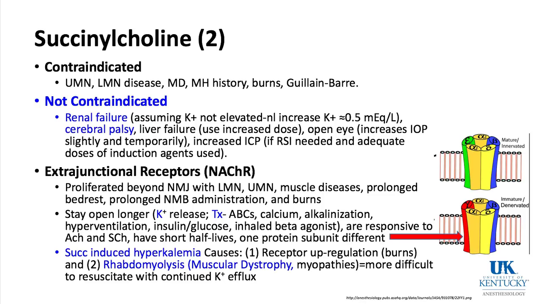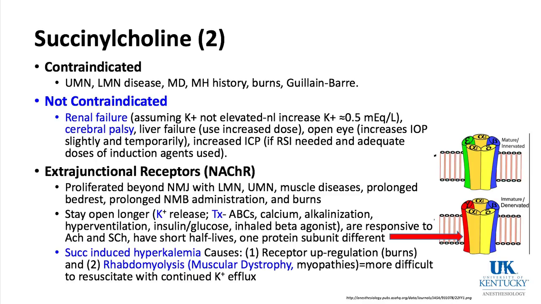It's also not contraindicated in patients with renal failure, but you must remember that succinylcholine raises potassium in the plasma, normally about 0.5 milliequivalents per liter. So if someone with renal failure had a potassium of 6 or 6.5 and it went up to 6.5 or 7, that might be just enough to cause cardiac dysrhythmias. So if the potassium's normal, renal failure is not a contraindication to using succinylcholine.